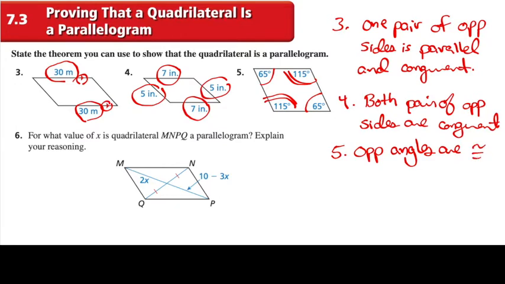And number 6 says, for what value of x is the quadrilateral MNPQ a parallelogram? And it says to explain your reasoning. We have that the diagonal QN is cut into 2 equal parts. We need to show that the diagonal MR is 2 equal parts. So we will set its parts equal, 2x equal to 10 minus 3x. When we add 3x to both sides, we get 5x equals 10. And when we solve for x, we get x is equal to 2.